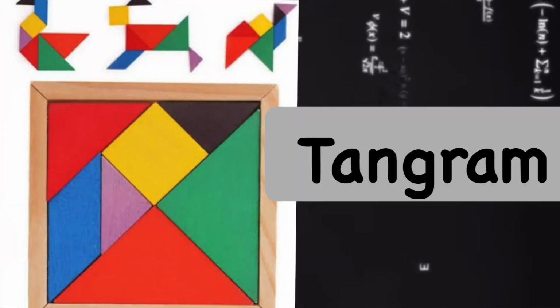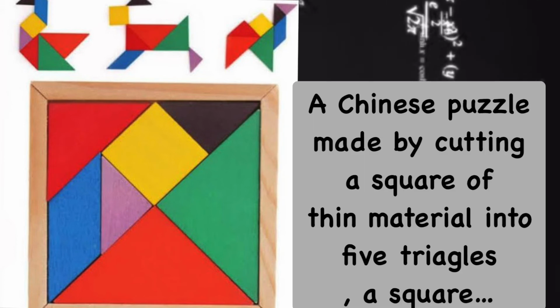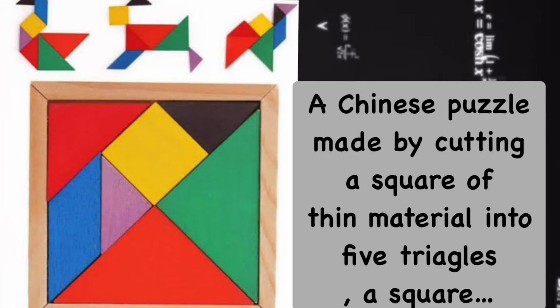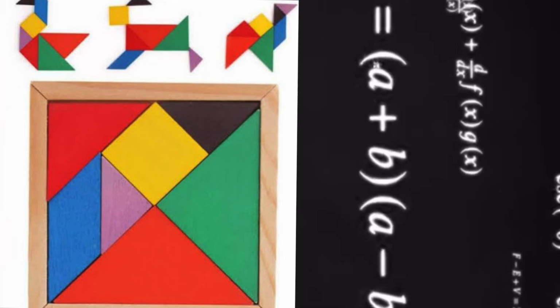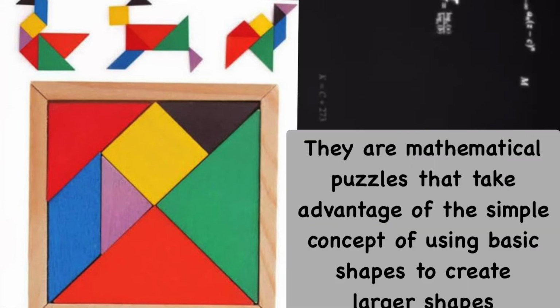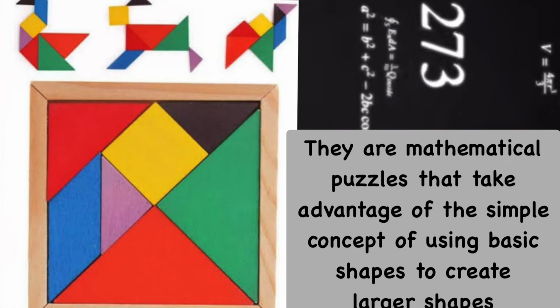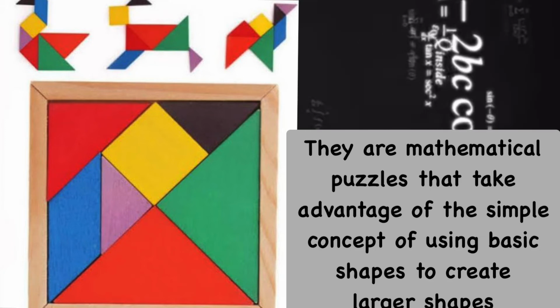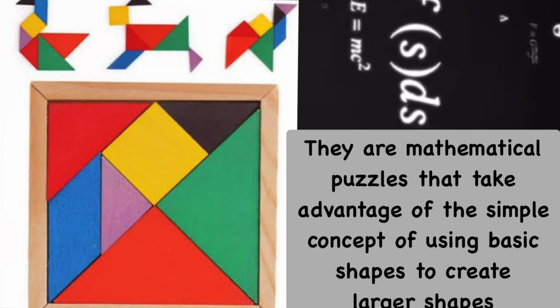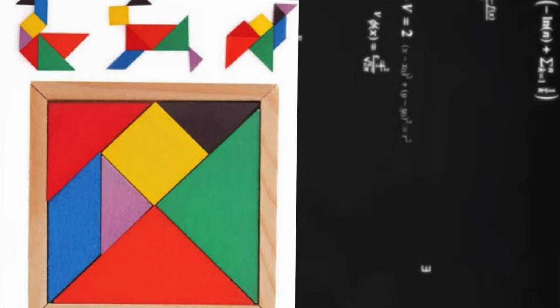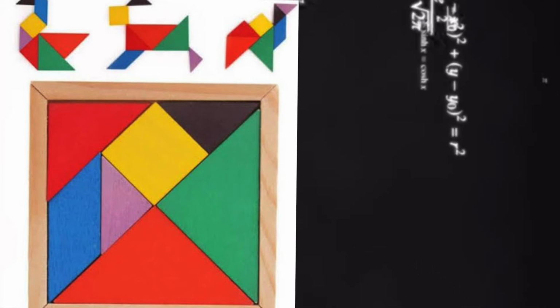A tangram is a Chinese puzzle made by cutting a square of thin material into 5 triangles, a square and a rhomboid, which are capable of being recombined in many different figures. Tangram originated in China over 200 years ago. They are mathematical puzzles that take advantage of the simple concept of using basic shapes to create larger or more intricate shapes and objects. Traditionally, the Chinese puzzle was a square divided into 7 pieces called tans.